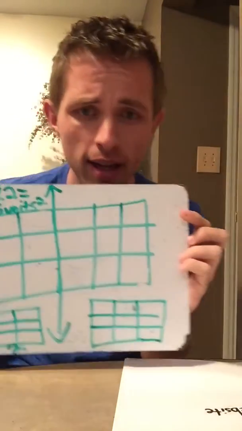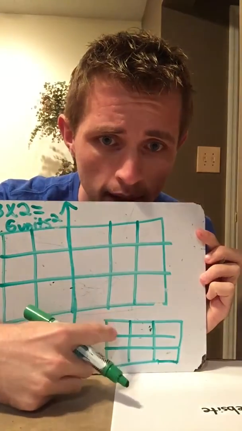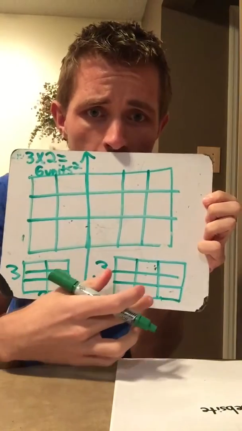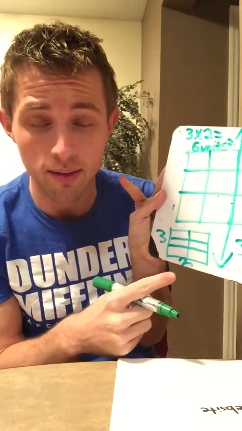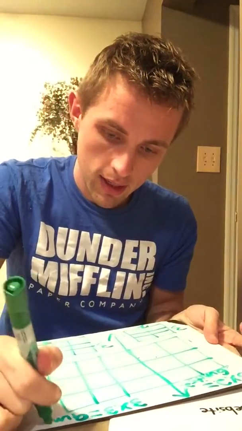Now I'm going to do the same over here with my second shape. What is the length? 1, 2, 3. It's 3 units. What is the width? 1, 2, 3. I have the length and I have the width. I have my dimensions. So now I can find my area, right? Area is length times width. So we're going to say 3 times 3 equals 9 units squared.